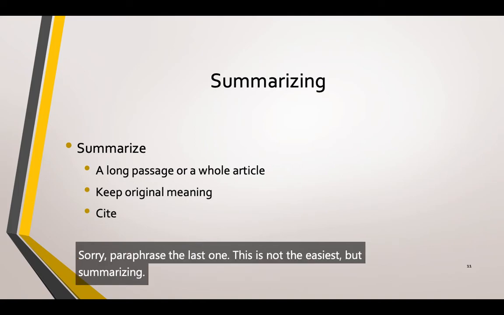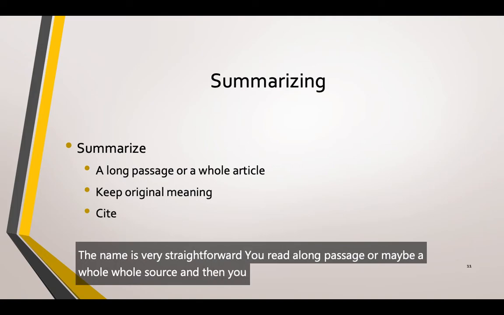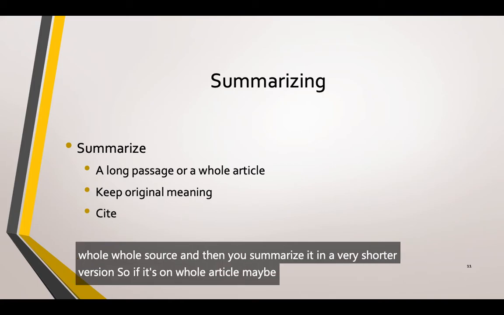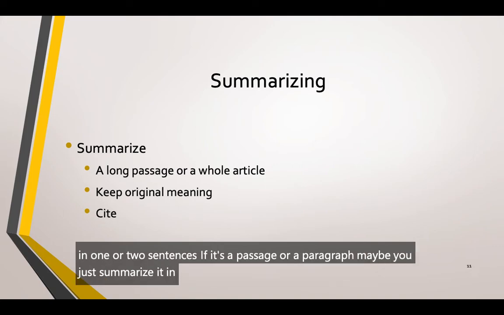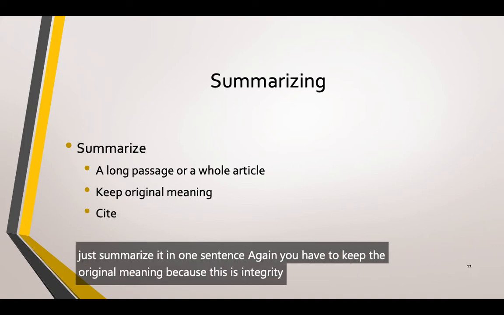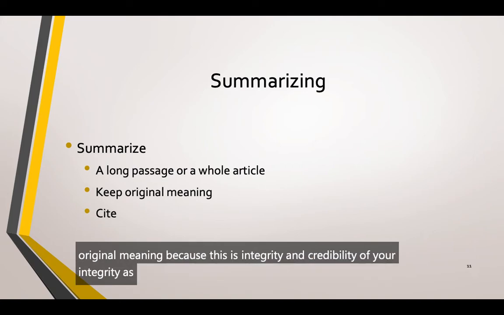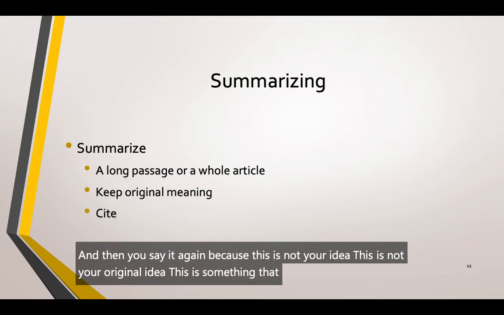The last one, this is not the easiest, but summarizing. The name is very straightforward. You read a long passage or maybe a whole source, and then you summarize it in a much shorter version. So if it's a whole article, maybe you summarize it in 1 or 2 sentences. If it's a passage or a paragraph, maybe you just summarize it in 1 sentence. Again, you have to keep the original meaning because this is the integrity and credibility of you as a writer. And then you cite again because this is not your original idea. This is something that comes from that source, okay?